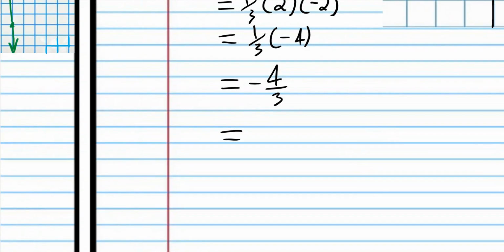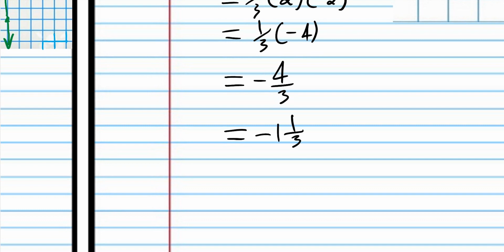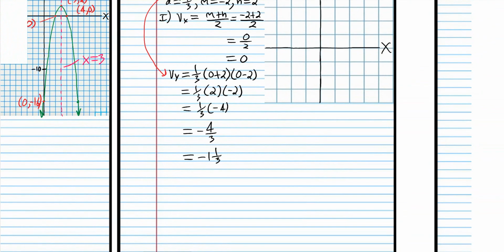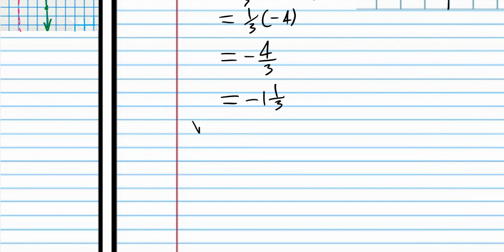Now we have an improper fraction, and it's probably going to be useful to change it to a mixed number. So that's going to be -1 and 1/3. And if you forgot how to do that, again, you can go to my arithmetic course. So now we have the vertex. It's 0, -1 and 1/3.